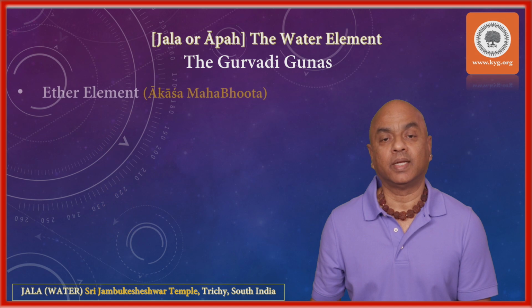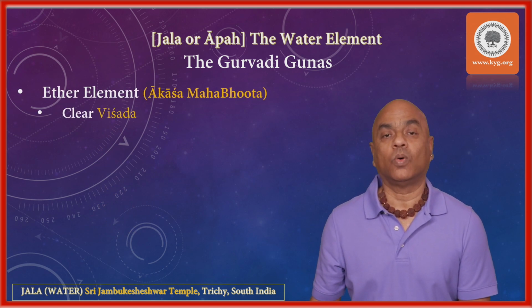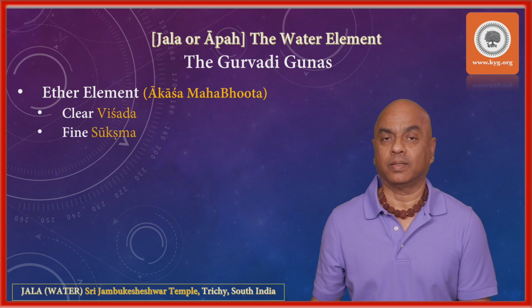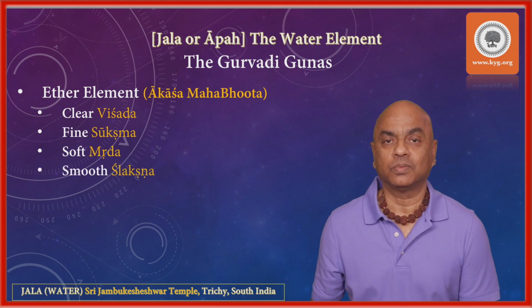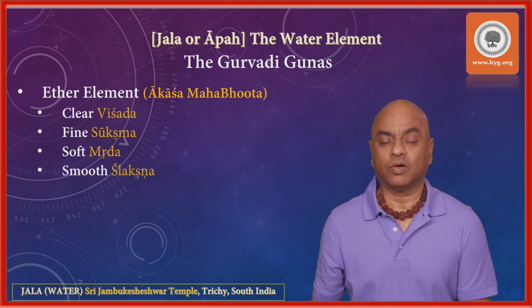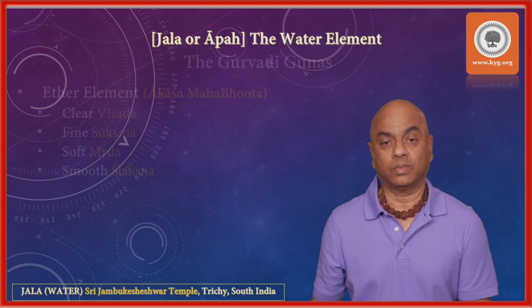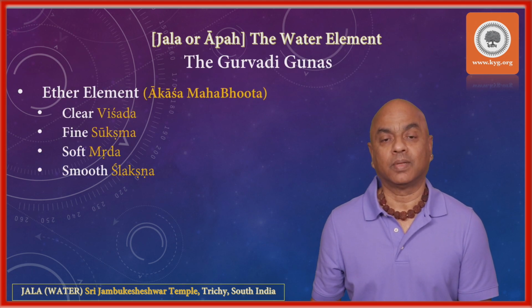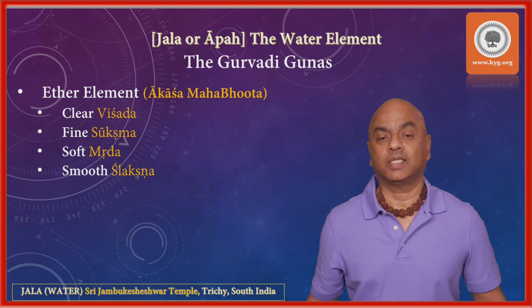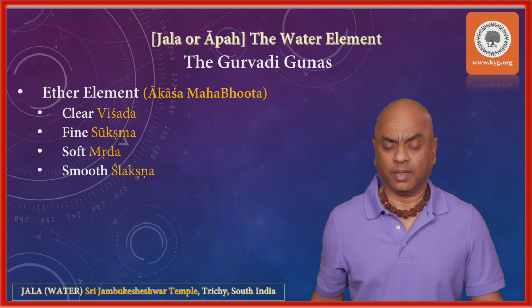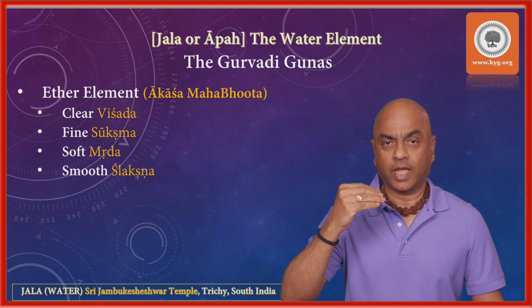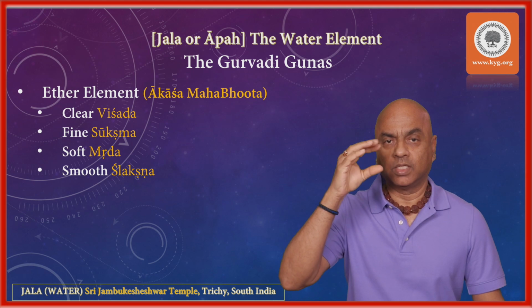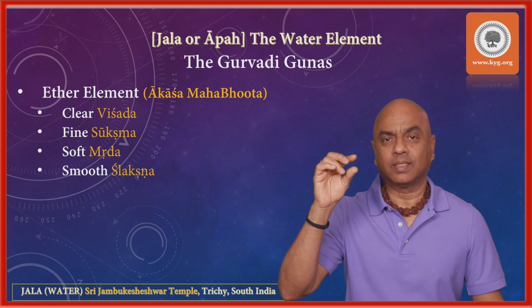And the last one is space or ether, Akasha Mahabhuta. What is it? Clear, fine, and soft, and one more, smooth. So all this is part of the Akasha Mahabhuta, the ether element. Clear, fine, soft, and smooth. So it seems like as you travel up the elements and come to the subtler elements, the qualities also become very less.